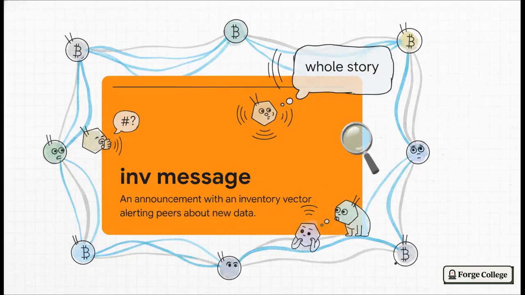The absolute core of this polite gossip is the inv, or inventory message. Before a node sends a huge block or a complex transaction to its friend, it just sends an inv message that contains a tiny identifier, a hash.